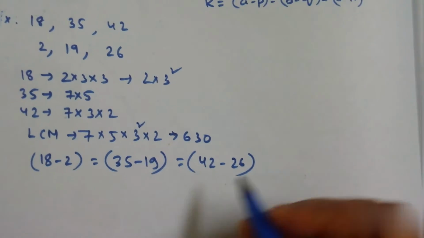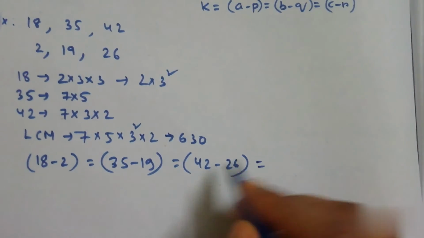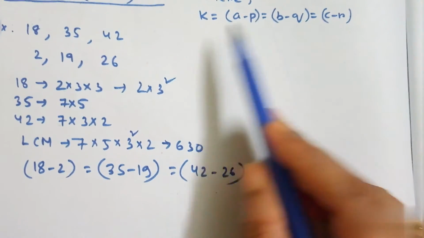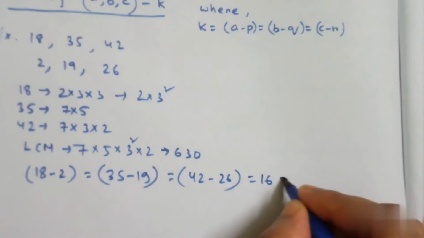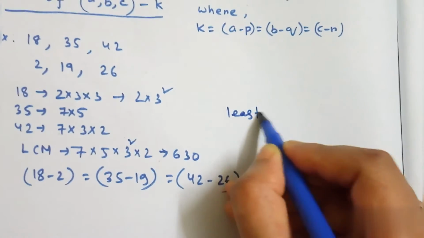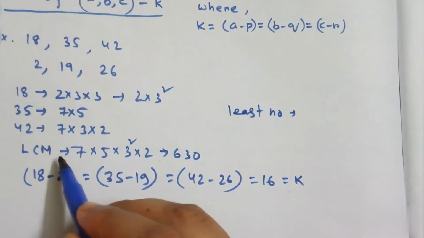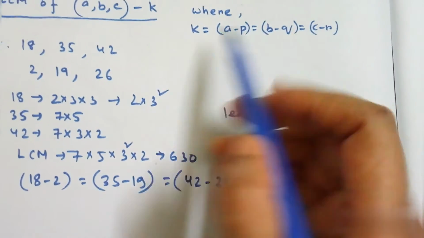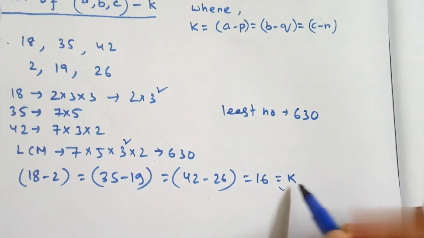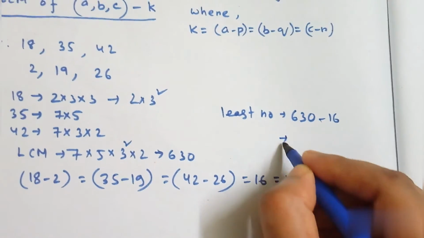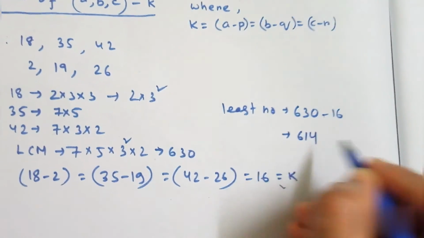Now subtract 2 from 18, 19 from 35 and 26 from 42. You will get the same number. It is 16. See, this is the K. So the least number will be the LCM of these three numbers, it is 630, minus K. So minus 16, it will be 614.